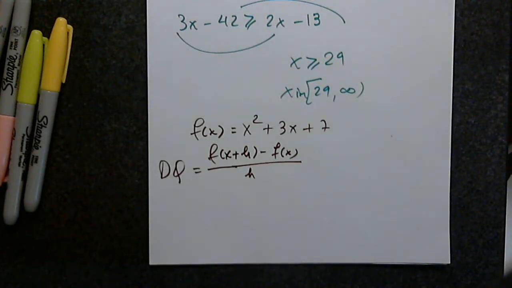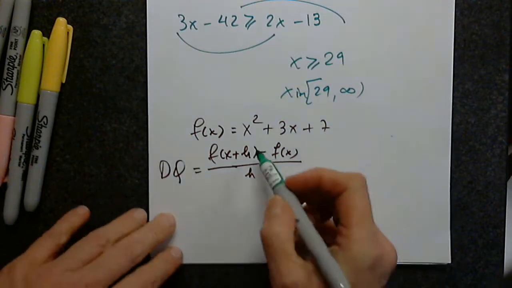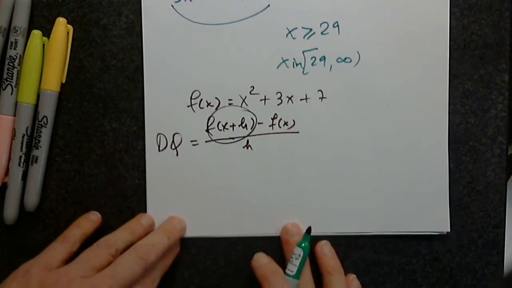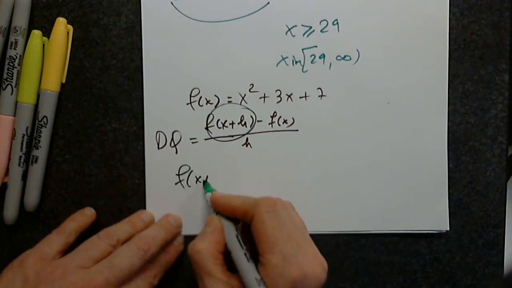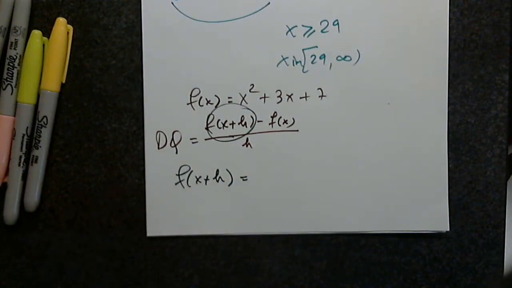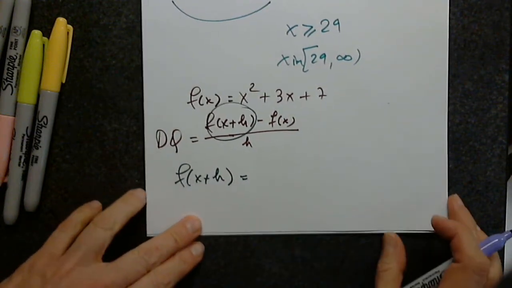So what do we have and what do we have to work on? The answer is we have f of x and we have h. There is nothing I can do to those two. So the only quantity that I have to work on is f of x plus h. What does this mean for the given function? We have to substitute it in. Yes, I'm ready and let's do it.